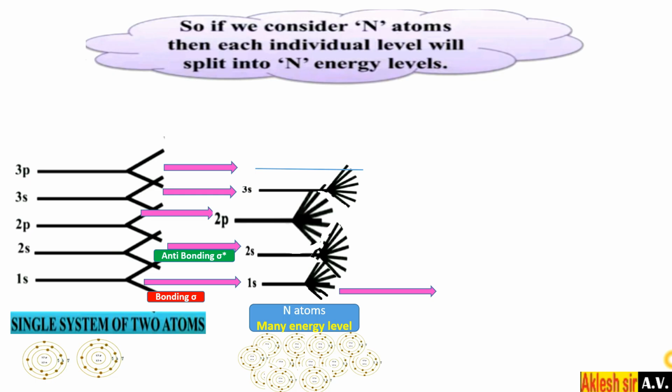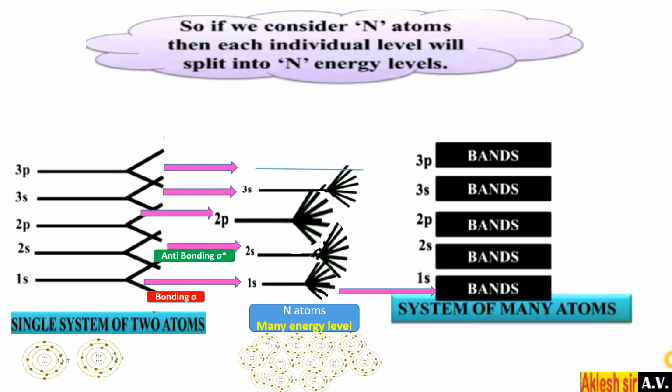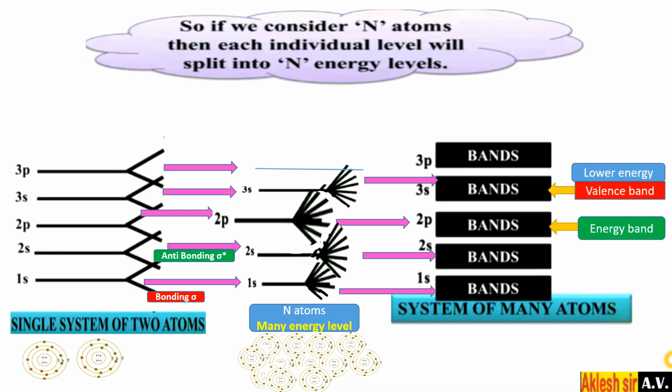These closely spaced energy levels merge together to form energy bands. The band with lower energy is called the valence band, and the higher energy band is called the conduction band. The region between these two bands is called the energy gap.